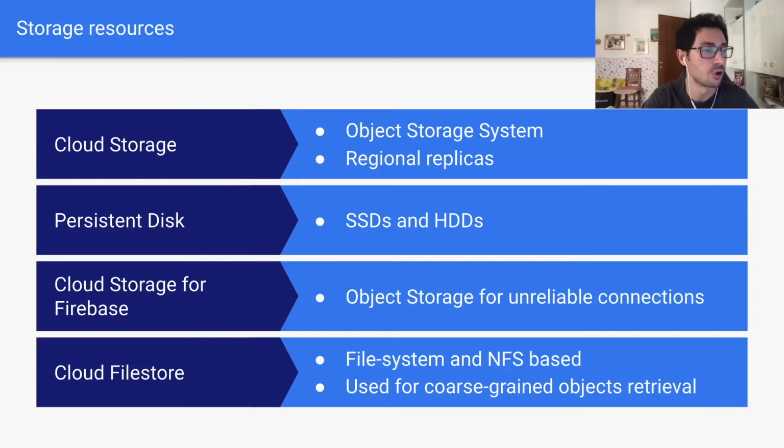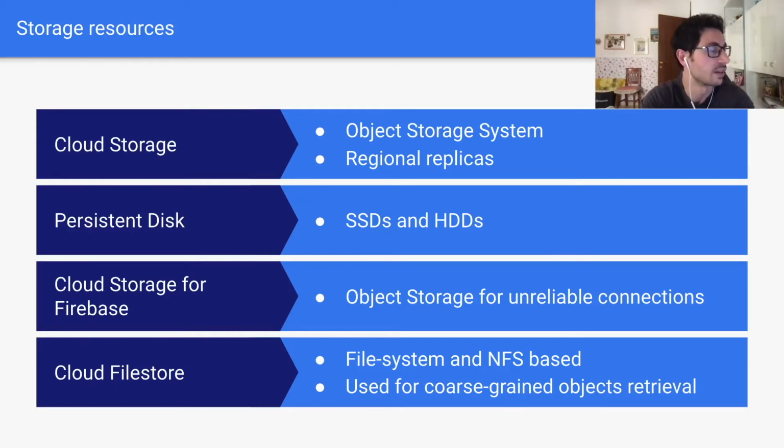Then we have Cloud Storage for Firebase. This is again a kind of object storage, but for unreliable connections, such as the ones for mobile devices. Basically, this allows you to manage the transfer of data in a much easier way without having to handle by yourself a lot of the logic for retransmissions or stuff like that. It's much more robust, and it's generally used for this kind of solution.